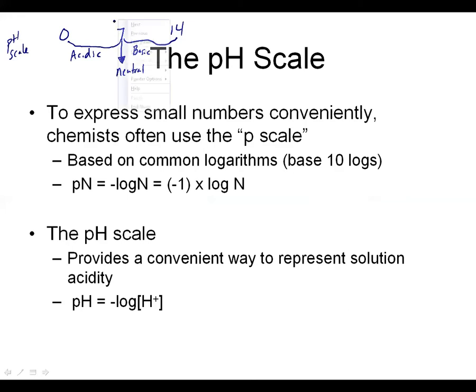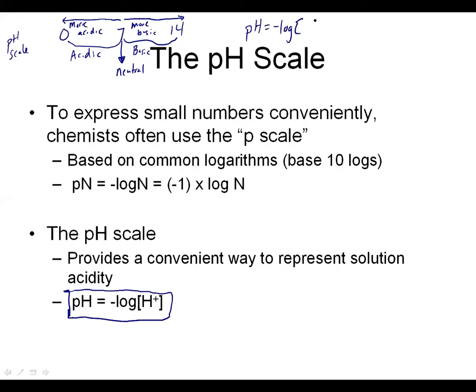As you go from 7 heading towards 0, it becomes more acidic. As you go from 7 heading towards 14, it becomes more basic. So to calculate the pH is right here, and that negative is just from PowerPoint. It's not actually a part of the formula. So the pH equals minus the log of the H plus concentration. And again, this is the same as the pH equals minus the log of the H3O plus concentration. Both of these are identical to each other.